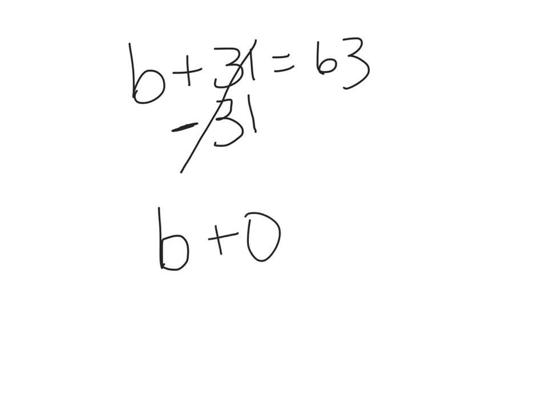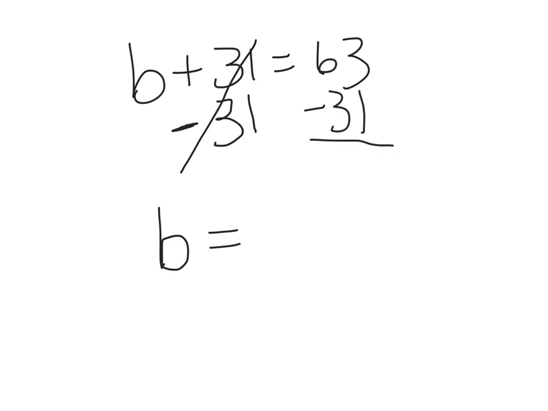And we really don't even have to put that in there. We can just say B, because this variable plus 0 is going to be just that variable. So it's going to leave that B all by itself. But because of that property of equality, what I do on this side of the equal sign, I have to also do on this side of the equal sign. So I have to come over here and I have to subtract 31.